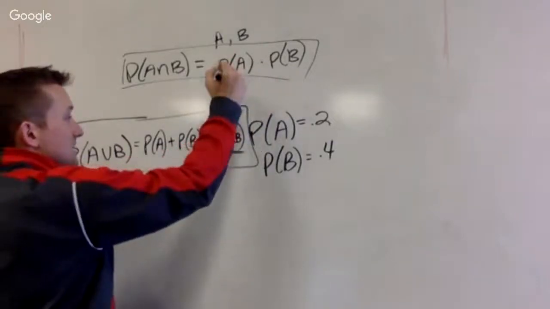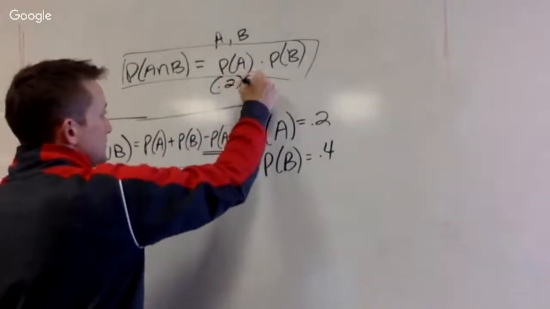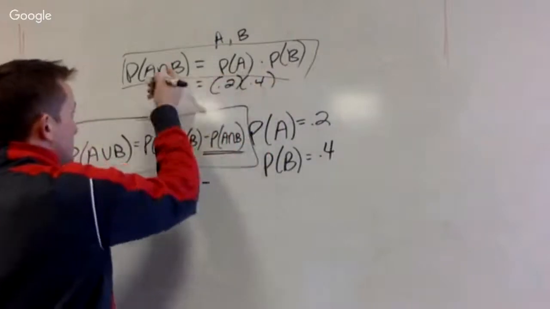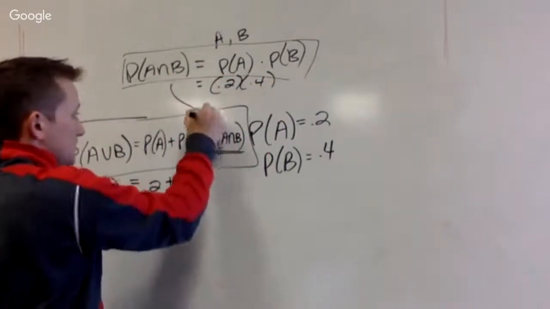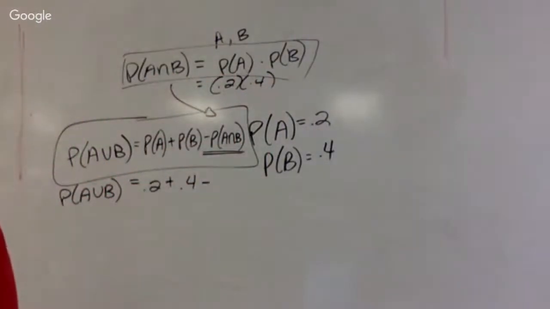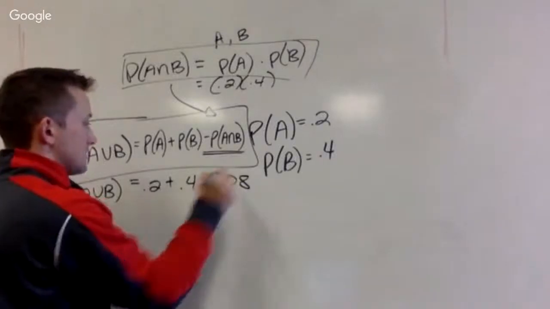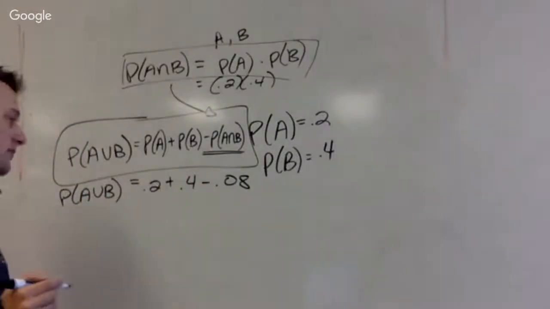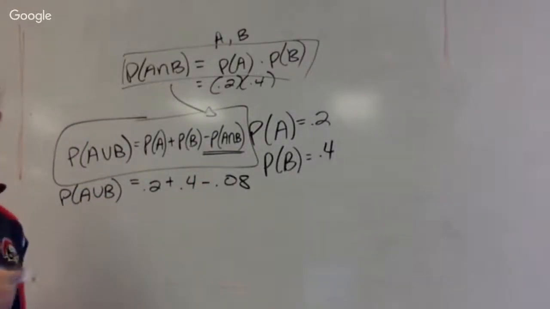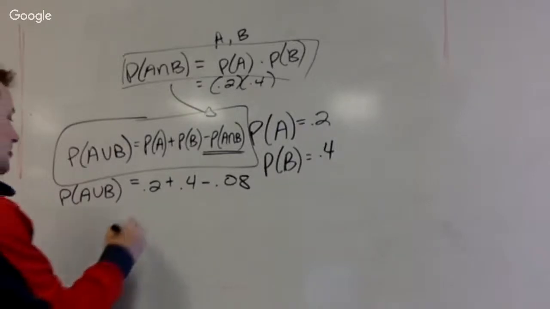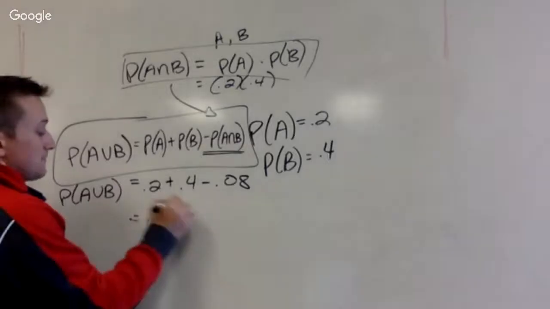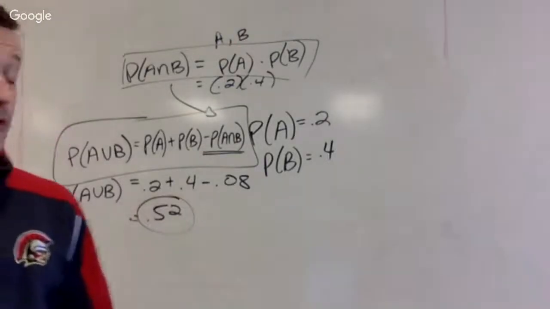Because it's independent, we can simply plug in 0.2 times 0.4 to get what P of A and B is, and then just plug it into the bottom formula. Okay? Does that make sense? So when I plug that in, I think it's like 0.08, right? So 0.2 plus 0.4 subtracted by 0.08 would be 0.6 minus 0.08, which is 0.52, right? Okay, yeah. And that's what we would do in order to solve it.